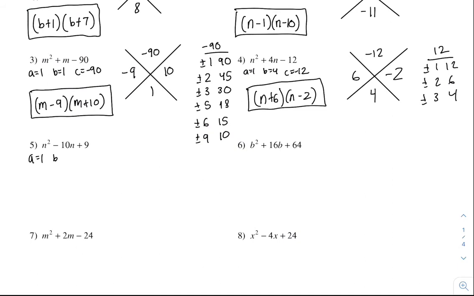A is 1, B is negative 10, and C is 9. X method. So A times C is 1 times 9, which is 9, and B is on the bottom. So two things that multiply to 9, but then added gives you negative 10. That is negative 9 and negative 1. So then, since A is equal to 1, this is our factor, so n minus 9, and then n minus 1.